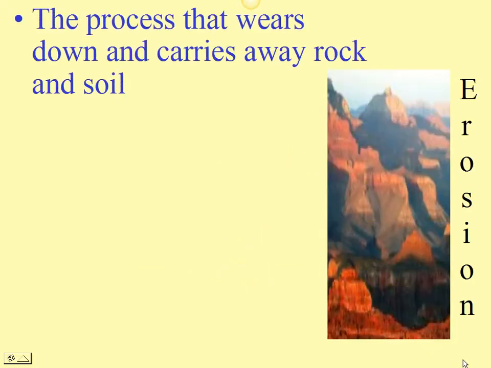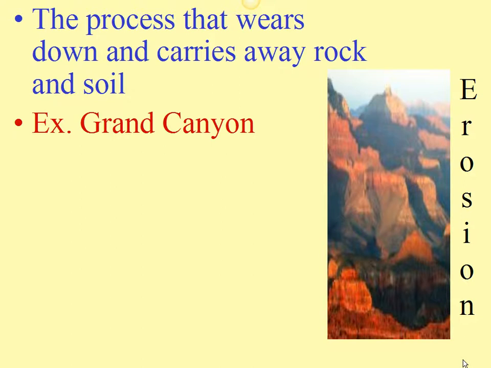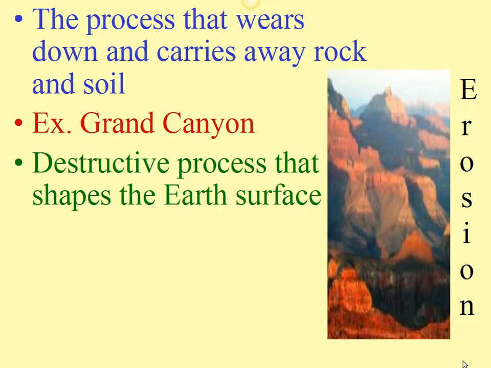Erosion. Erosion is the process that wears down and carries away rock and soil. An example would be the Grand Canyon. It's a destructive process that shapes the earth and its surface.